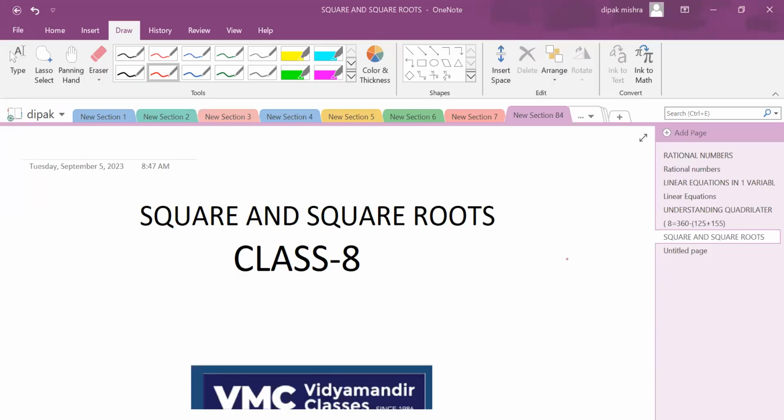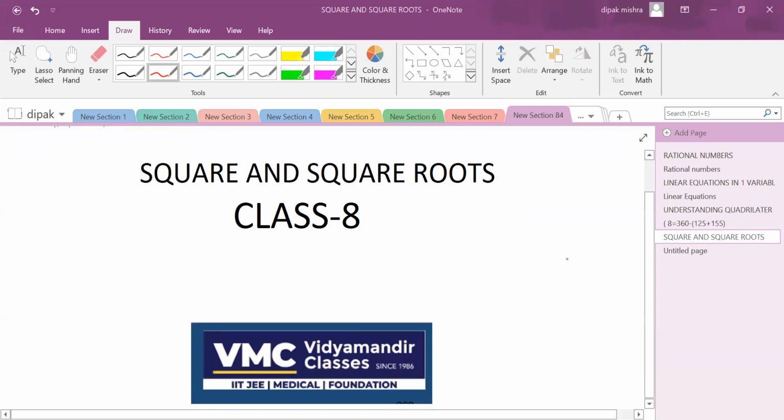Hello students, and here we are with the class on squares and square roots of class 8, and we are going to do some selected NCERT level questions of squares and square roots so that it will help you in your half yearly exams as well and all the other exams, right? So I hope you have gone through the basic fundamentals of squares and square roots, and let's quickly jump over to the questions.